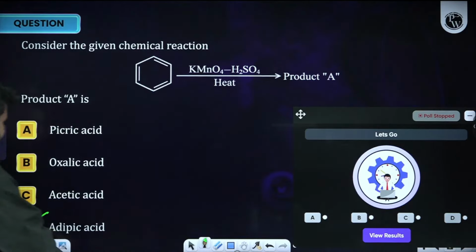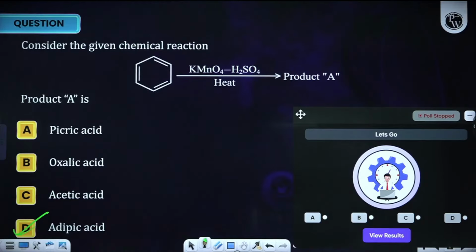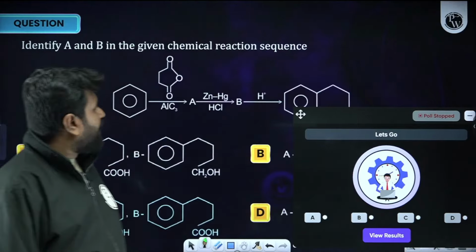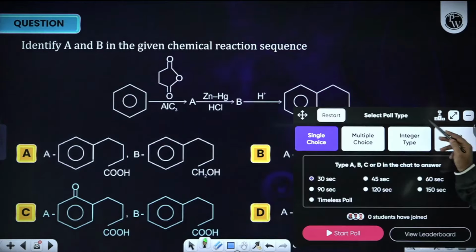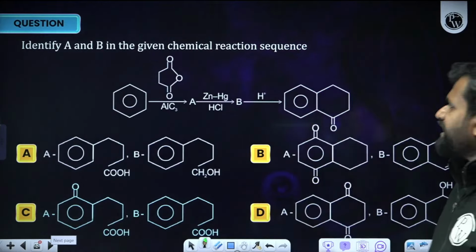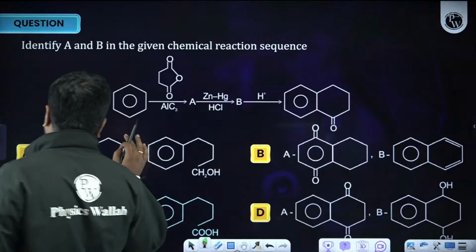Yes, for this, what is the correct answer? Direct question, adipic acid we will be getting. So, direct question, we know very well. Automatically, what exactly will we be getting? Adipic acid. Next question. So, last question, option D is the answer. Identify A and B in the chemical reaction.